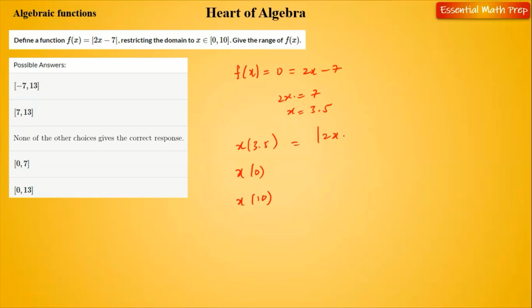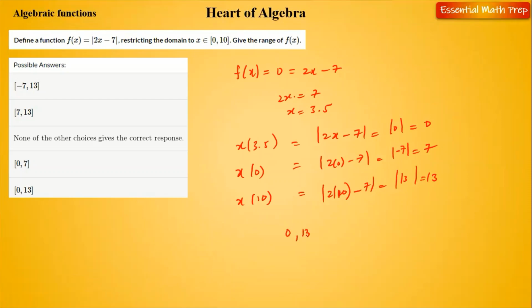So 2x minus 7: it's 2 times 3.5 minus 7, which is 0, and 2 times 0 minus 7 is -7, whose absolute value is 7. 2 times 10 minus 7 is 20 minus 7, which is 13. So if you substitute 0, the value obtained is 7, whereas when you substitute 3.5, the minimum value obtained is 0. So the range is 0 to 13.